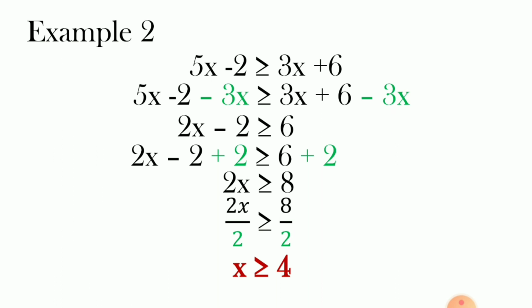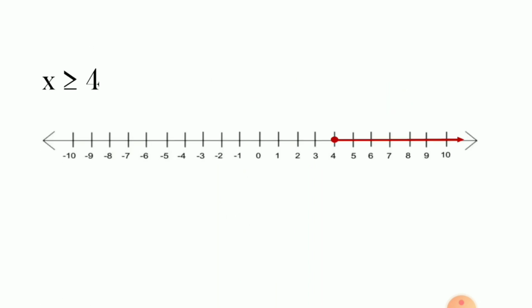So if the inequality is greater than or equal to or less than or equal to, then use a shaded circle. So graphing now, as we can see on our graph, we use a shaded circle. Meaning to say, 4 is included on the solution set. So all the values that are equal to 4 and that are also greater than 4 will satisfy the inequality.